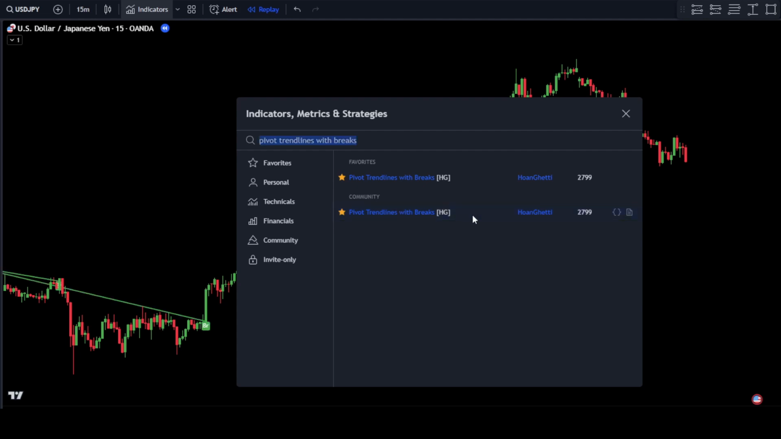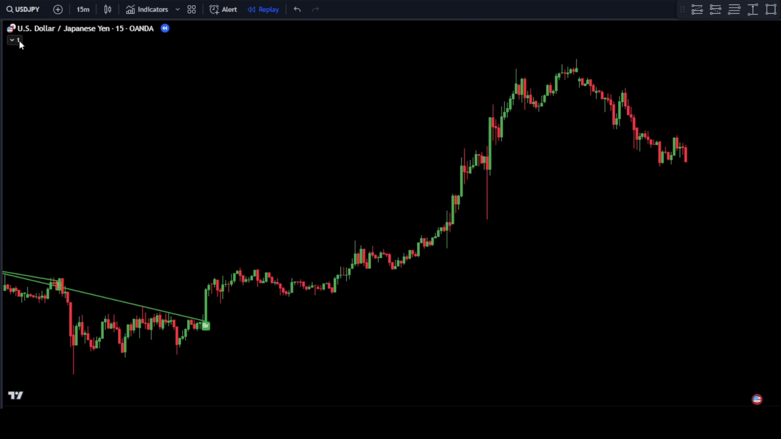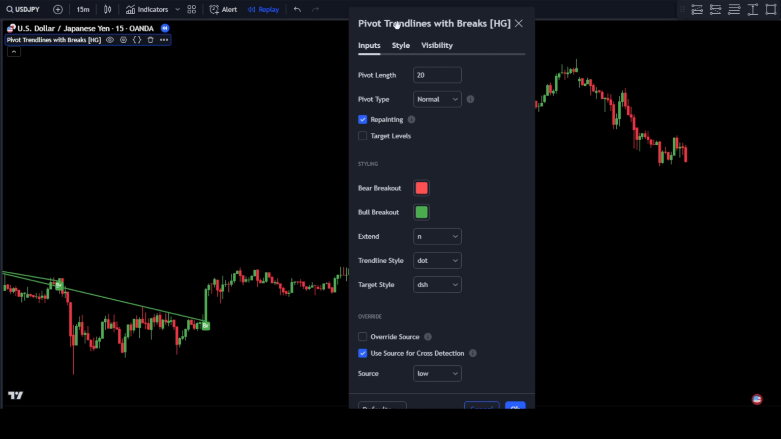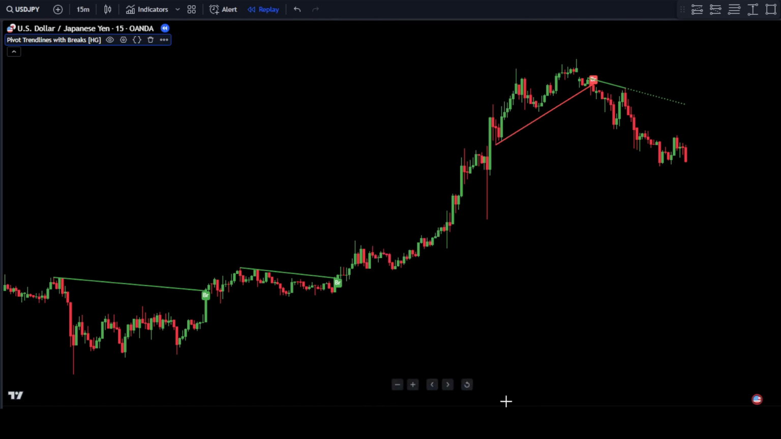Then, simply select Pivot Trendlines with Breaks by hoanGhetti. After that, make a few adjustments to the Pivot Trendlines indicator. Open the Indicator Settings tab. In the Input tab, change the pivot length value to 21. Then, also change the pivot type to Fast. After that, uncheck the Repainting option. Once you're done, just click OK to confirm the changes.